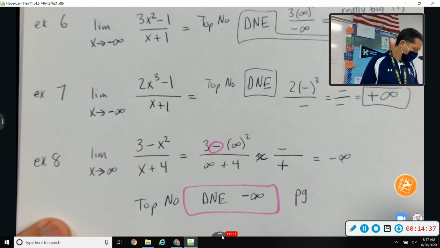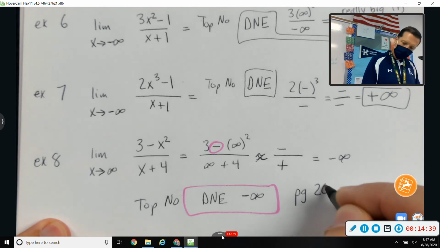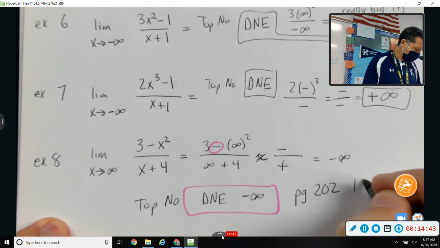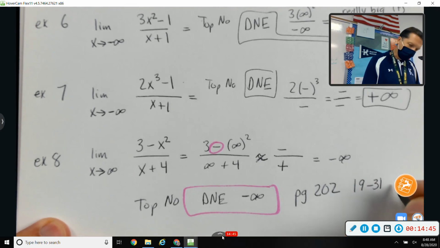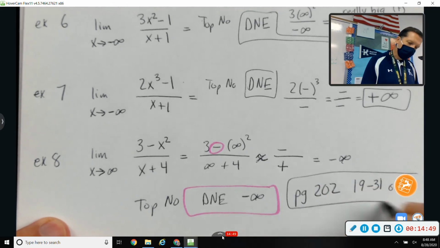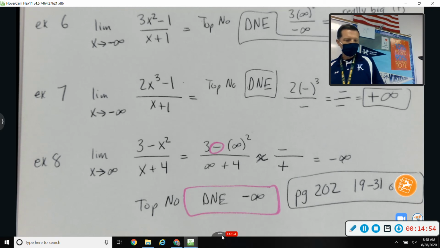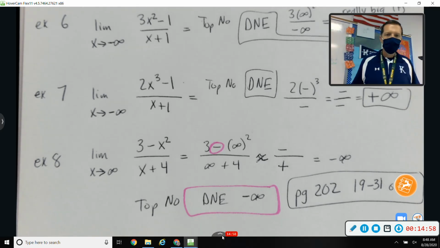All right, the assignment is page 202, 19 to 31 odd. So that's different than what the calendar says, all, but I'm changing it to odd. So 202, 19 through 31, odd, not all.